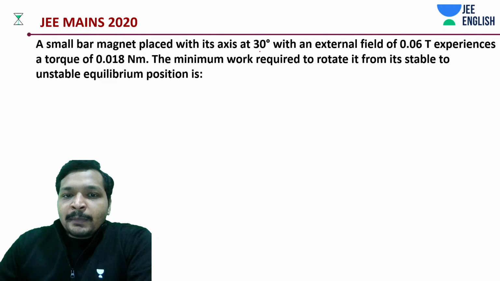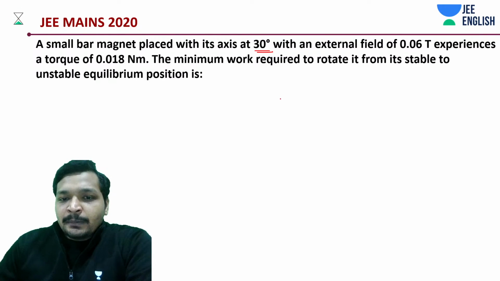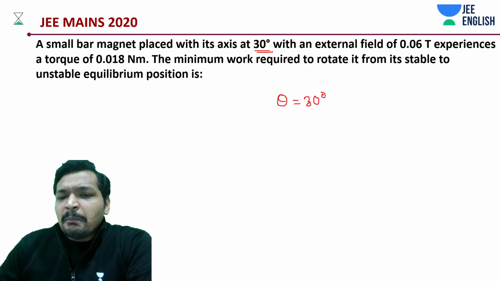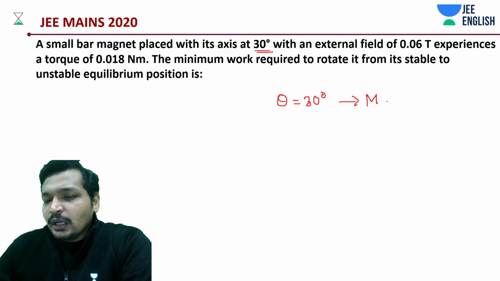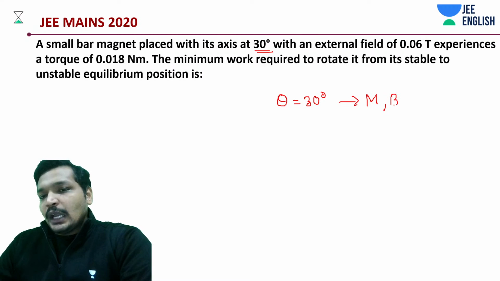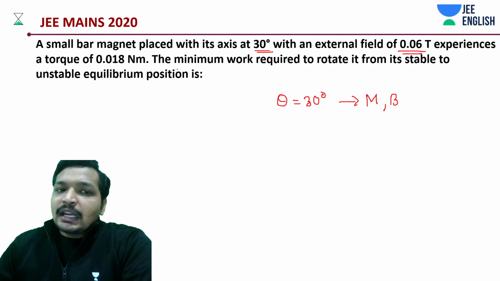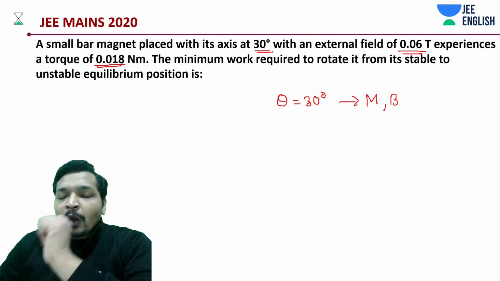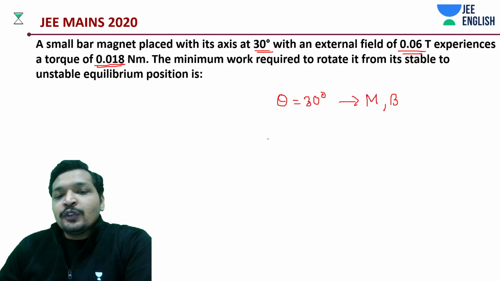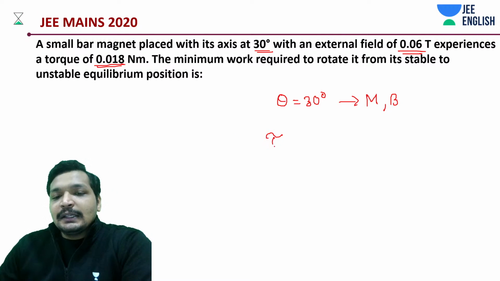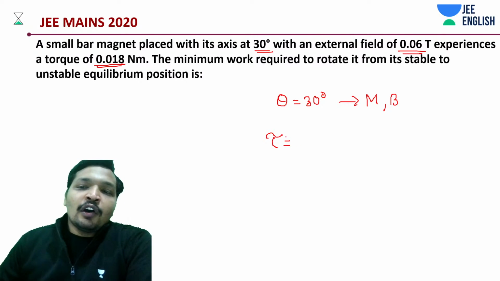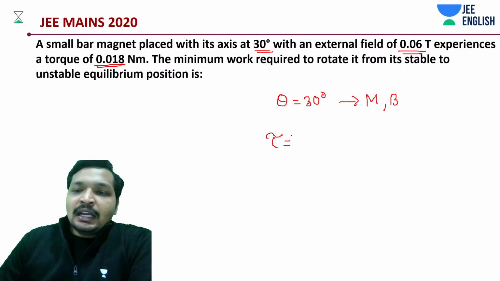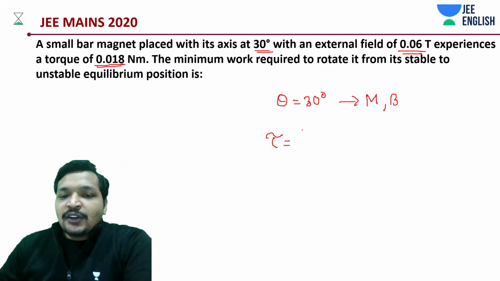A small bar magnet is placed at 30 degrees. Theta is 30 degrees between whom and whom? Magnetic moment and your field. The field value is given to you, and even the torque value is given to you. So what do you need to find? Exactly. It's the difference between the potential energy of the unstable configuration and the stable configuration. That's all it is.